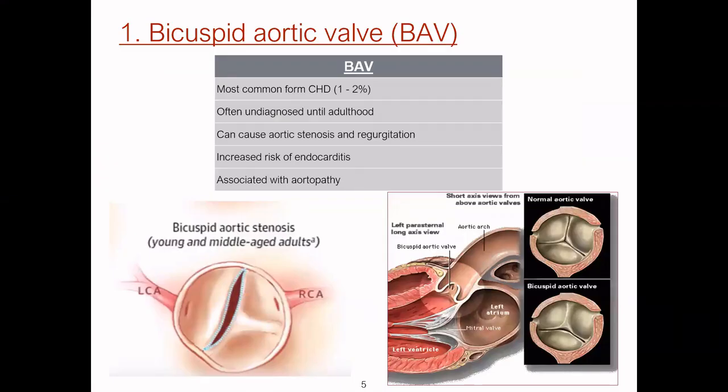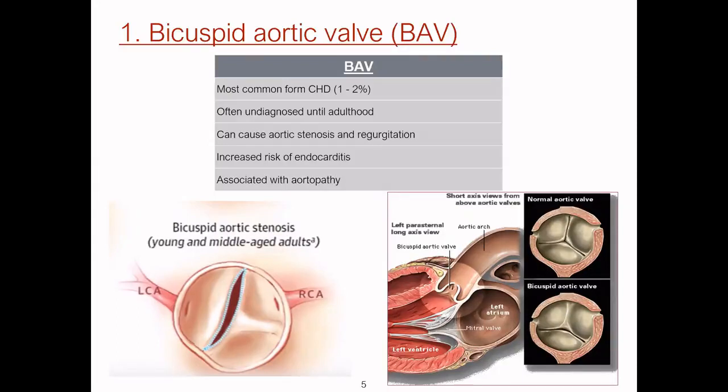So we'll start off with the bicuspid aortic valve. This is the most common congenital heart disease, and it's often undiagnosed until adulthood. So we will be seeing a lot of these patients and commonly diagnosing them for the first time. These valves can cause aortic stenosis and regurgitation, with over 50% of these patients requiring valve replacement.